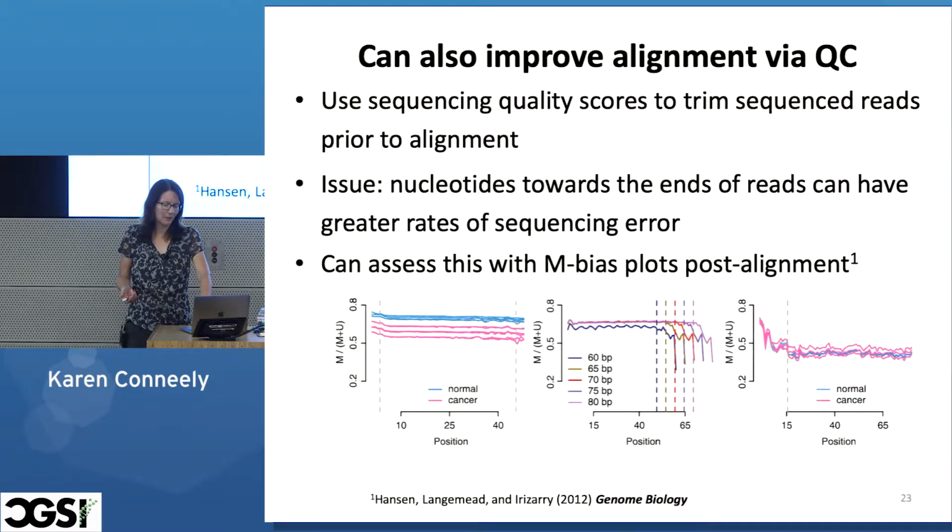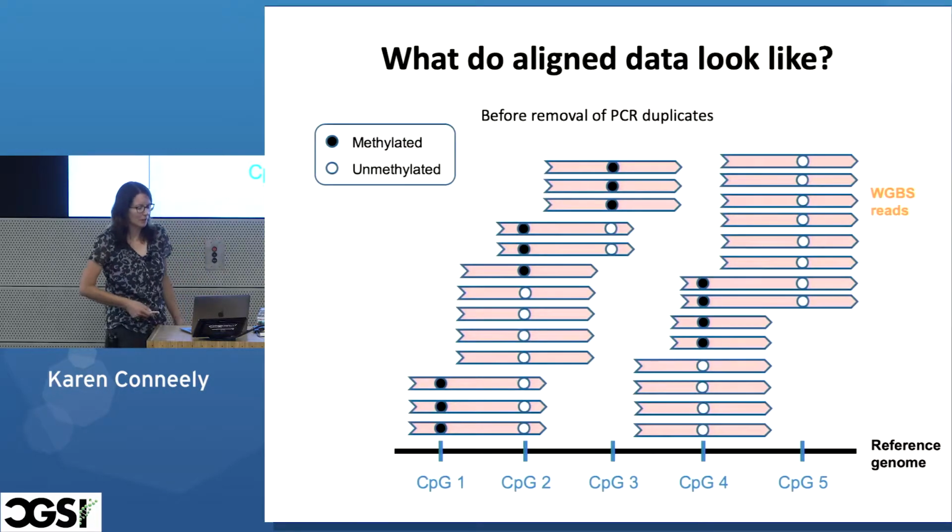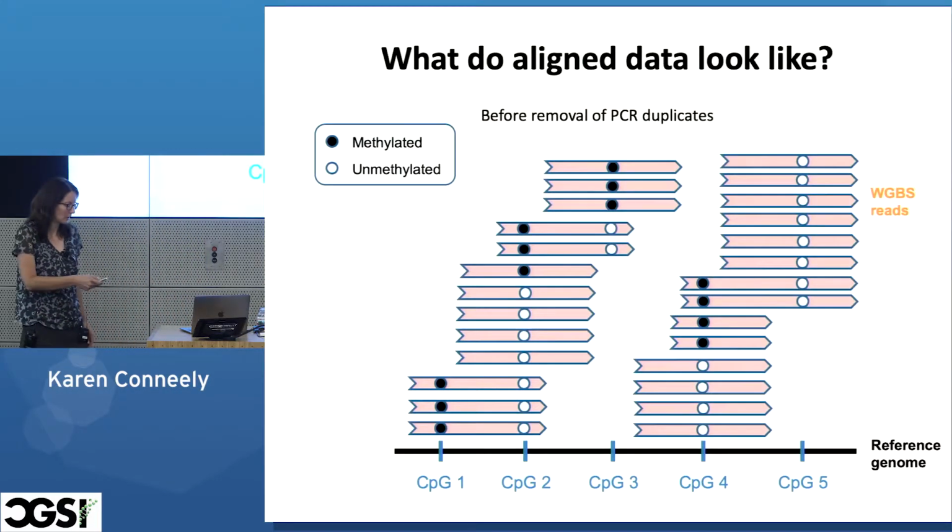And then after you do the alignment, you get some data. So what do the data look like? Here is what it looks like before another QC step that we're going to do. Here's a little fragment of the genome. There are 5 CpGs. There are 5 places on the reference genome where we know there's a CG. And there are reads that align to the reference genome. And at each CG, you can see if it's methylated, indicated by a black circle, or if it's unmethylated, indicated by a white circle.